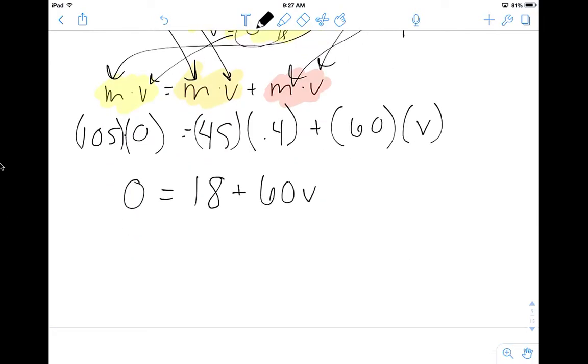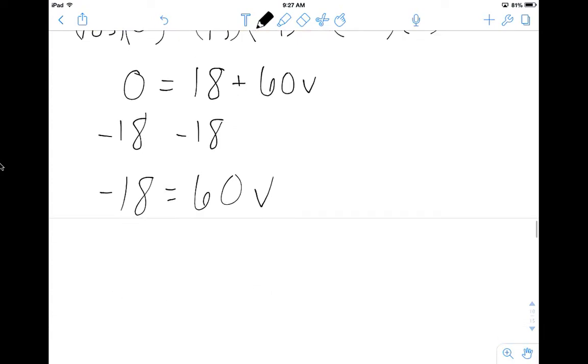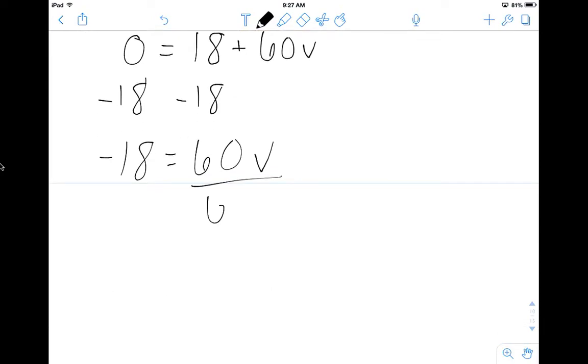So now I'm solving for v. This is just a simple algebra equation. I'm going to subtract 18 from both sides. So that gives me negative 18 equals 60 v. Okay, Remy, what's the last thing I want to do? I'm trying to get v by itself. Divide by 60. Holy cow! You got it right. Scott, what's negative 18 divided by 60? Negative 0.3.